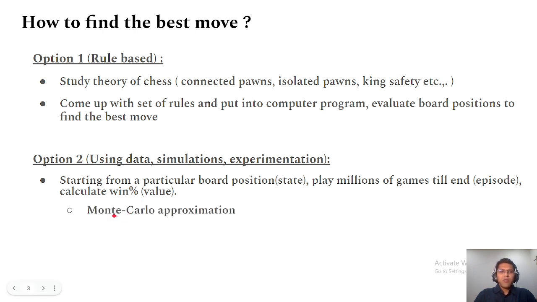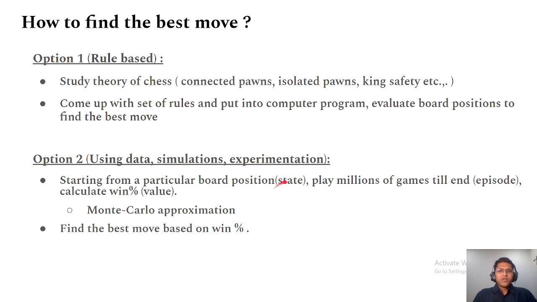And this method is called Monte Carlo approximation. You want to find out the value of something, and it is difficult to find the true value of it, or you don't know what the true value is. One way to find it is to run simulations, or a series of experiments, and collect some data, and from that data you approximate the value of a particular thing or a particular state here. So this method is called Monte Carlo approximation.